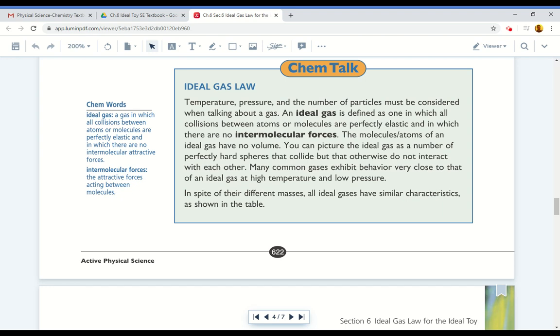Section 6, Ideal Gas Law for the Ideal Toy. Chem Talk. Ideal gas law. Temperature, pressure, and the number of particles must be considered when talking about a gas.